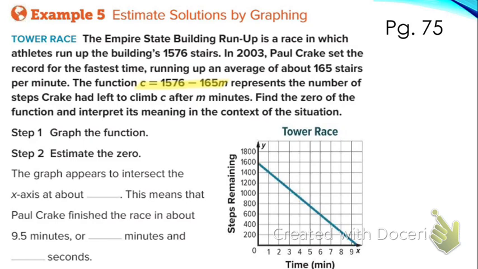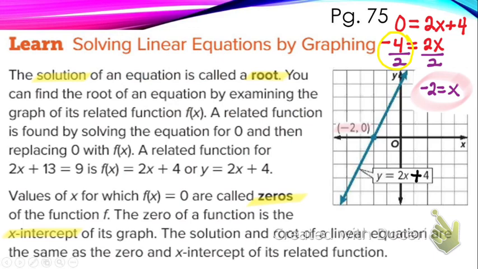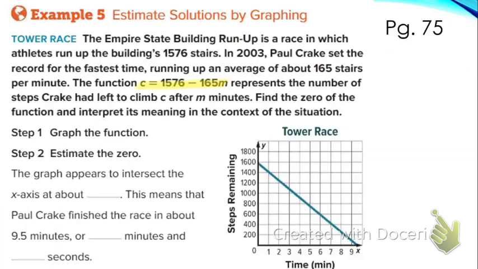Now, remember, let's go back, that another word for 0 is what? What's another word for 0 when you're looking at a graph? X-intercept. So when you see this on the test, if you have a graph and I'm asking you to find the 0, that means I want the x-intercept. So let's estimate, and we're estimating, which means it's not going to be exact.